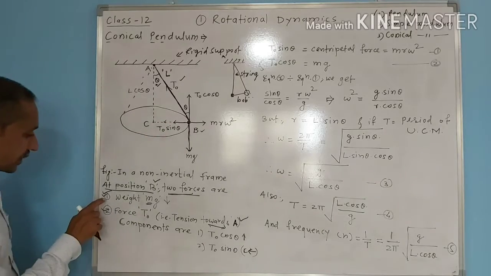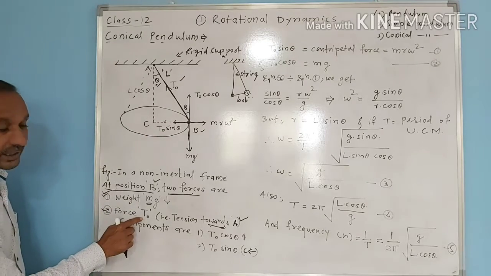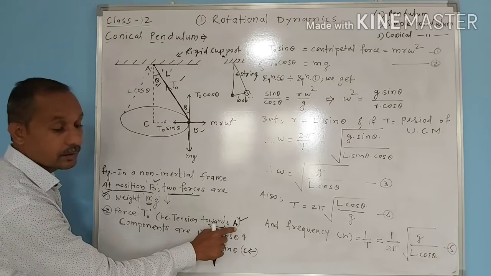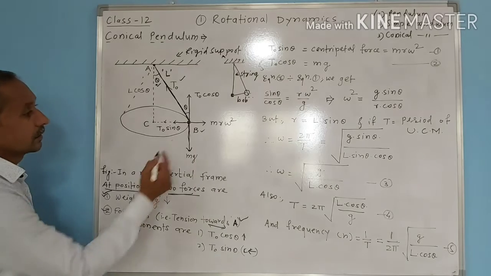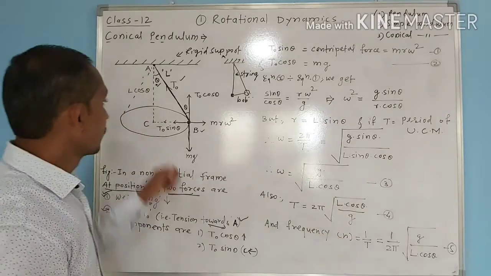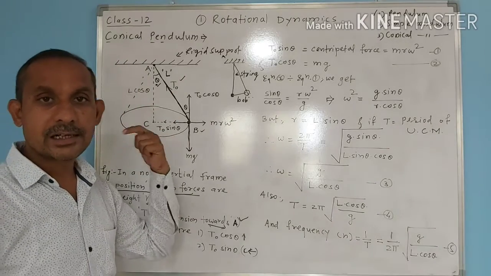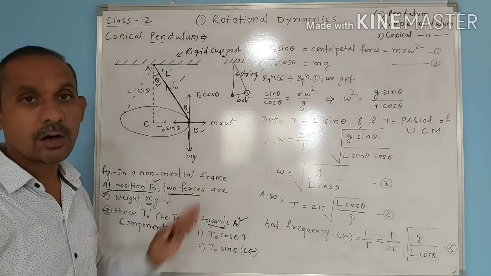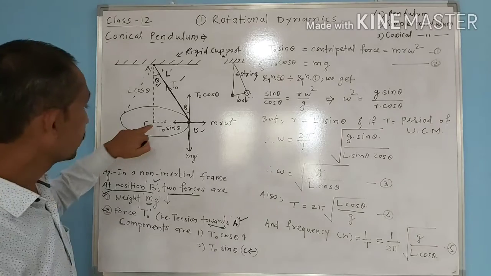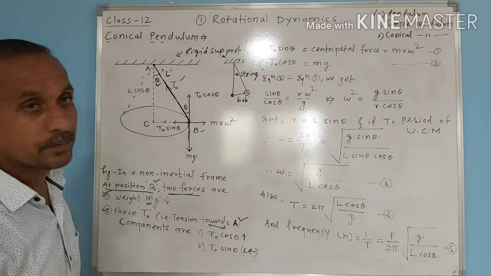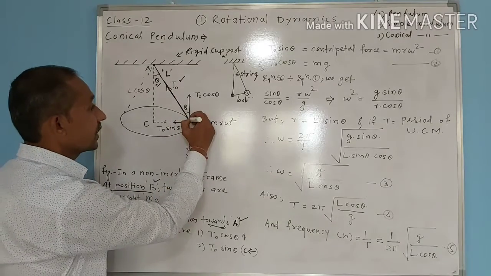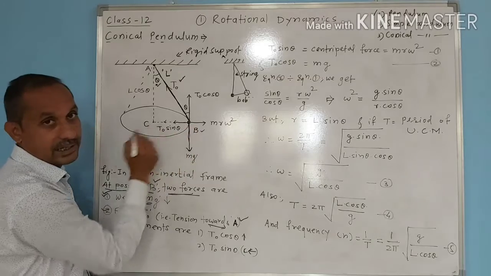So these are the two forces. First is the weight, second is the force indicated by T0 and directed, this tension, towards the position A. Now the force T0, that is the tension, we can resolve along the vertically upward direction and the horizontally directed towards the center of the circular motion. So we can resolve this force T0 along the vertically upward direction and along the horizontal direction.